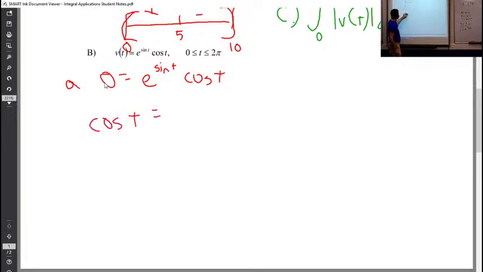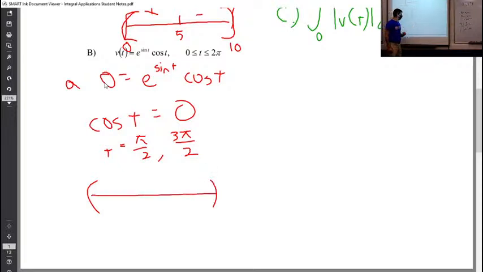So this will happen when cosine of t is 0. When is cosine 0? Pi over 2 and 3 pi over 2. And then make your sign chart. Again, this part is always going to be positive. So really, you're just making a sign chart of when cosine is positive and negative. And you don't need my help with that because you're experts on the unit circle now.